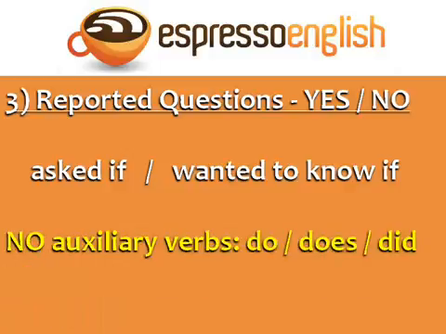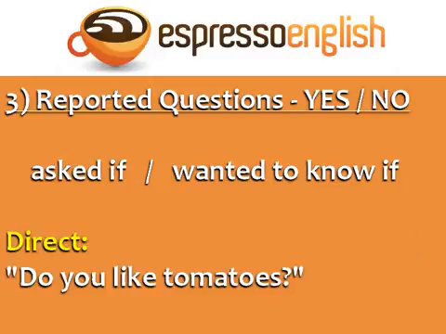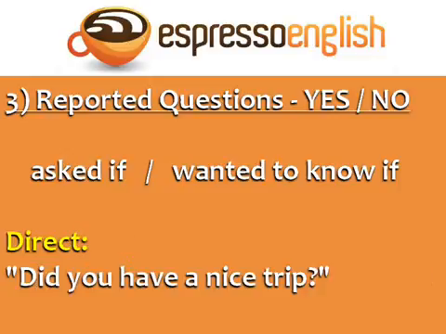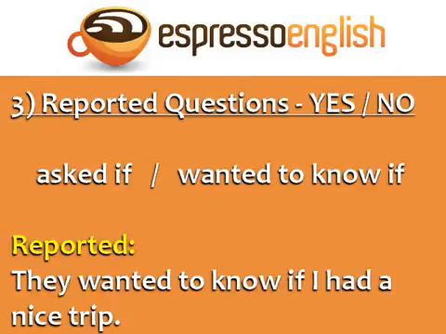In reported yes or no questions, we don't use the auxiliary verbs do, does, or did. For example, direct: "Do you like tomatoes?" Reported: She asked if I like tomatoes, or she asked if I liked tomatoes. Direct: "Did you have a nice trip?" In the reported question, we don't use the auxiliary verb did. They wanted to know if I had a nice trip.